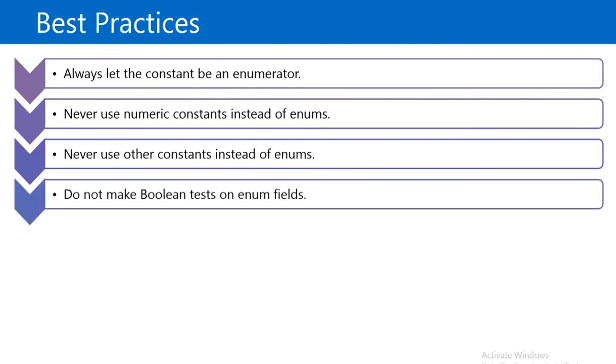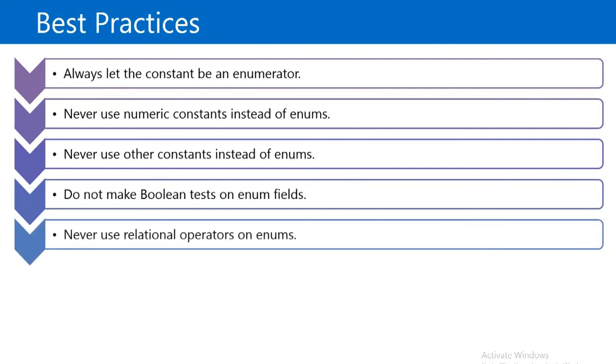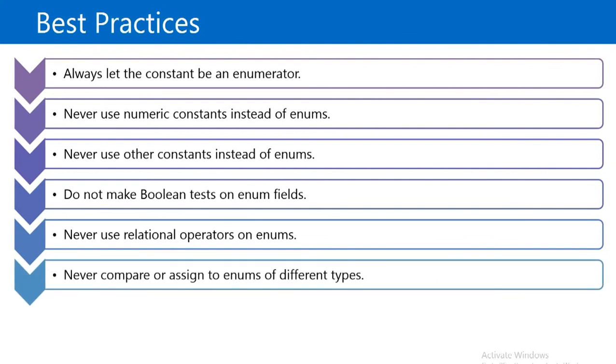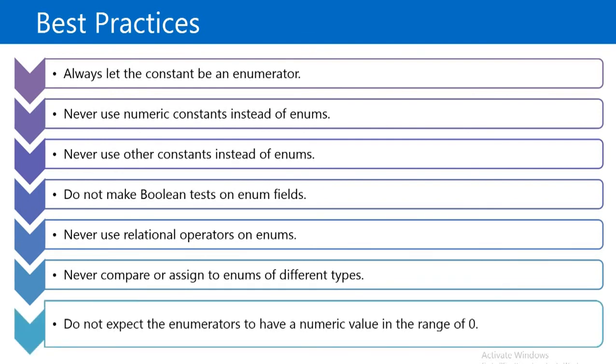Do not make Boolean tests on enum fields except where the 0 or false value is clearly the one with the false outcome. You should never use relational operators on enums. You should also never compare or assign to enums of different types. And finally, do not expect the enumerators to have a numeric value in the range of 0 to the number of enumerators minus 1.